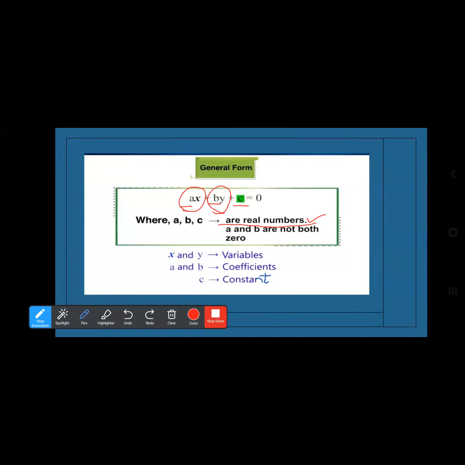Then x and y are the variables, and in this general form two variables are there, x and y. A and b are the coefficients and c is the constant term. Now, why are a and b not 0? Because the general form is ax plus by plus c equals 0, where c is a constant. Constant means only the number is there, not along with a variable. A and b are the coefficients.